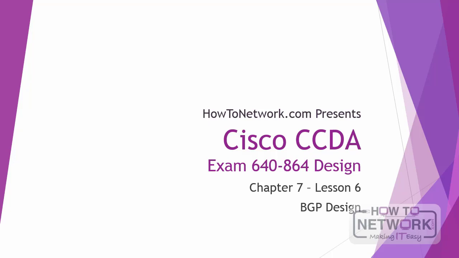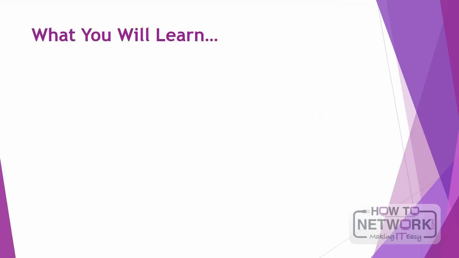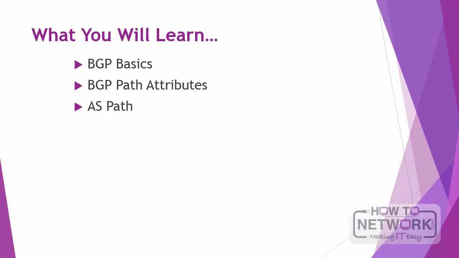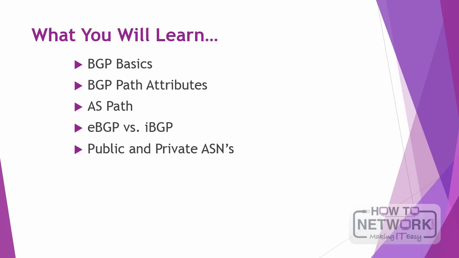The first thing we're going to do is do an overview of BGP, and then we're going to get a little bit more granular and we'll talk about BGP path attributes, BGP AS path, eBGP versus iBGP, public versus private ASNs, BGP updates, and how BGP advertises routes. All this information you will need to know to understand how to properly design BGP and do well on this portion of the CCDA exam.